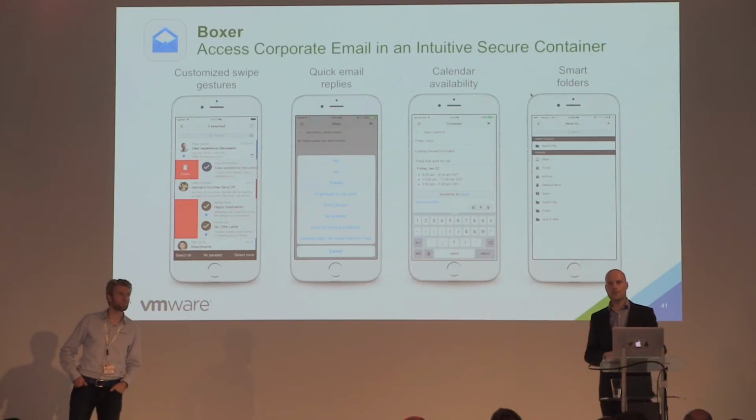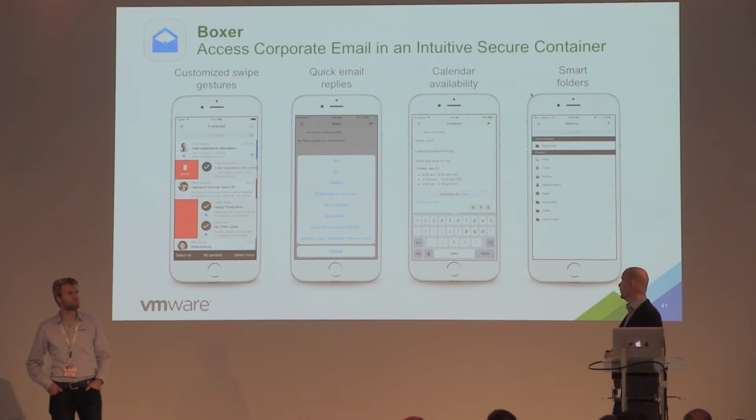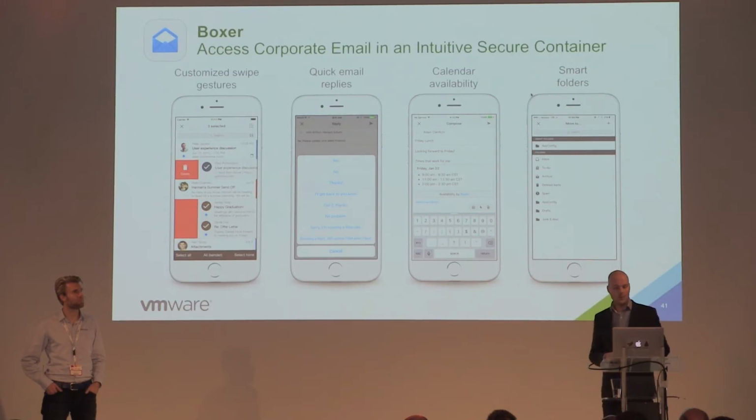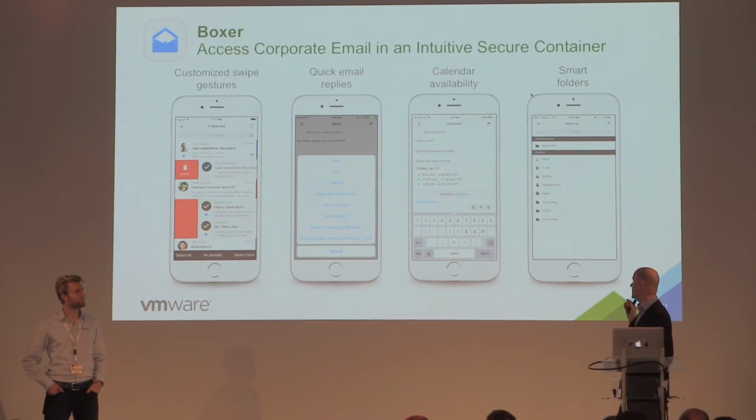So Boxer is quite an intuitive email client. It looks quite similar to the Mac built-in client. The main change is that it's fully integrated with everything else, and it's fully secure because it's containerized. But it supports swipe gestures. You've got loads and loads of quick options for quick replies. You can access your calendar, and you can create smart folders.